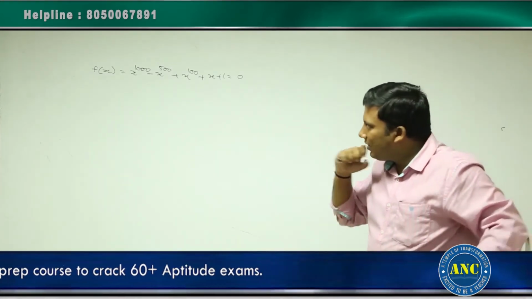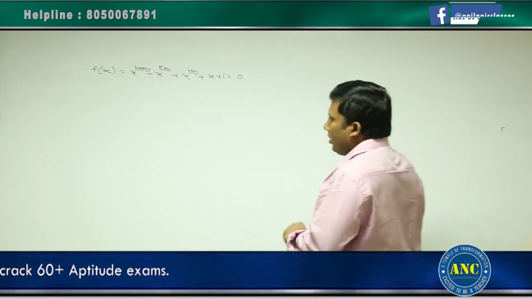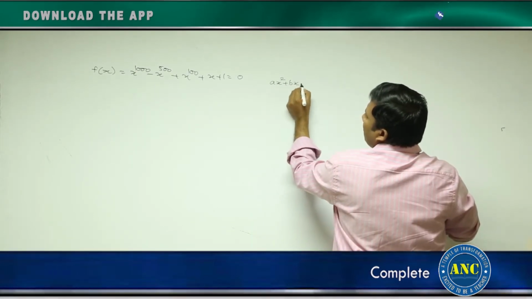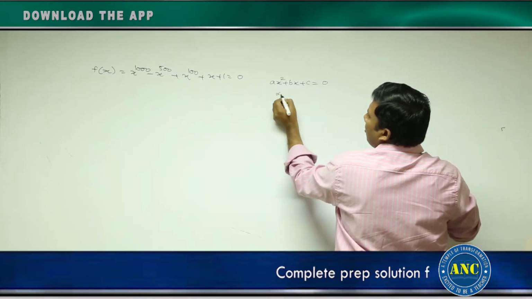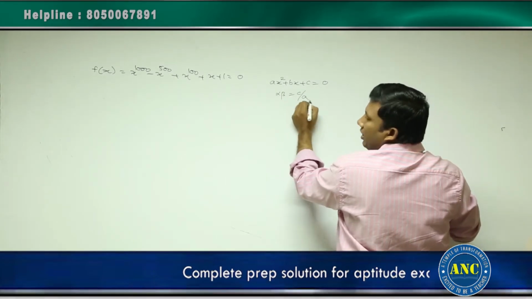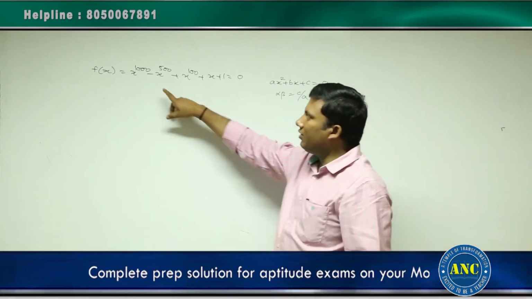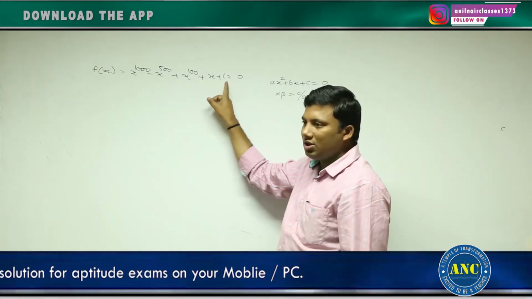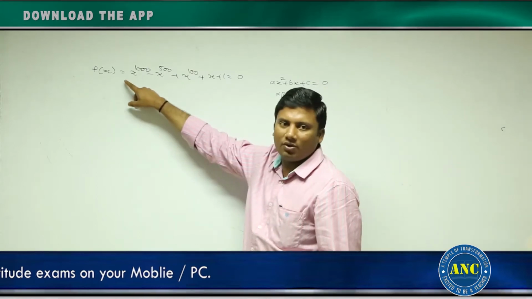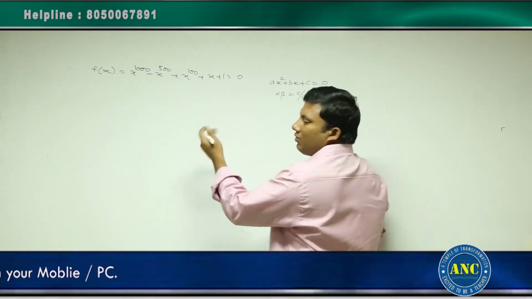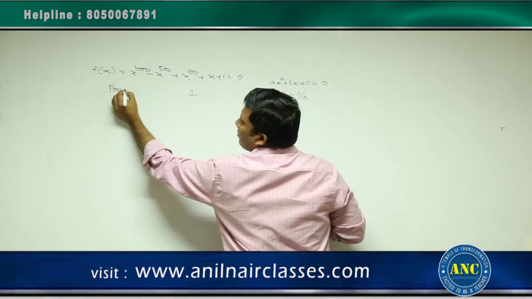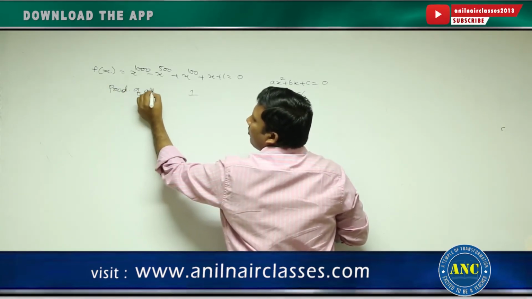Now see here, this is a constant. Suppose the question is ax square plus bx plus c equivalent to 0, the product of the roots is c by a. What is the degree of this equation? 1000. What will be the product of all the roots? Constant by the highest power coefficient. That means the product of all the roots is 1.